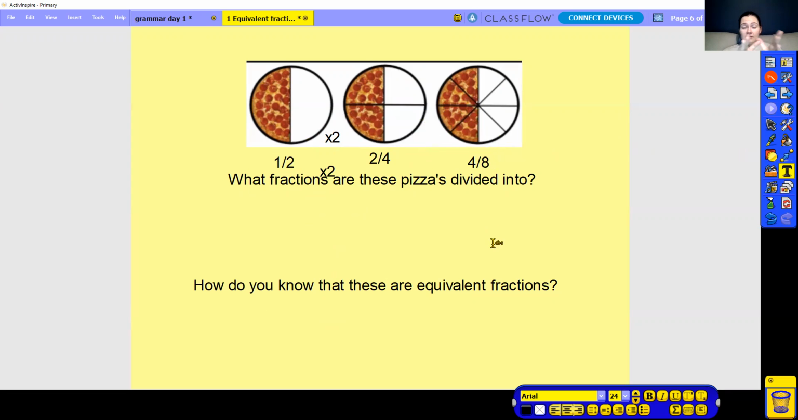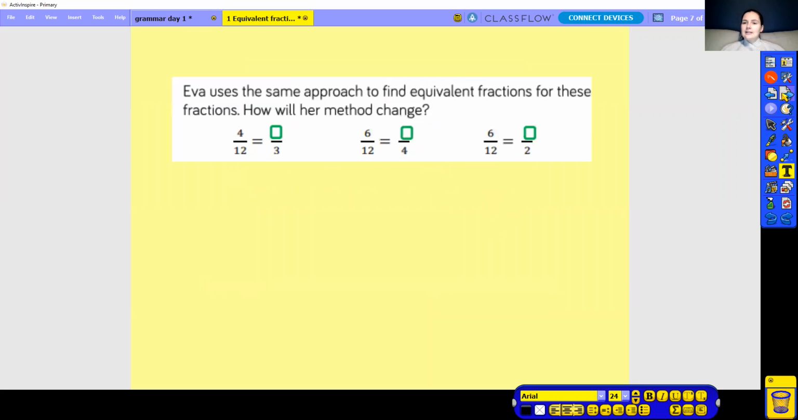We can see here by the picture itself, we can look at the representation, and we can see that they're equivalent because we can identify just by looking at this that this is the same size in each of these. And also we can look at what we've done to these fractions to be able to work it out. Okay, so let's look at the next question.